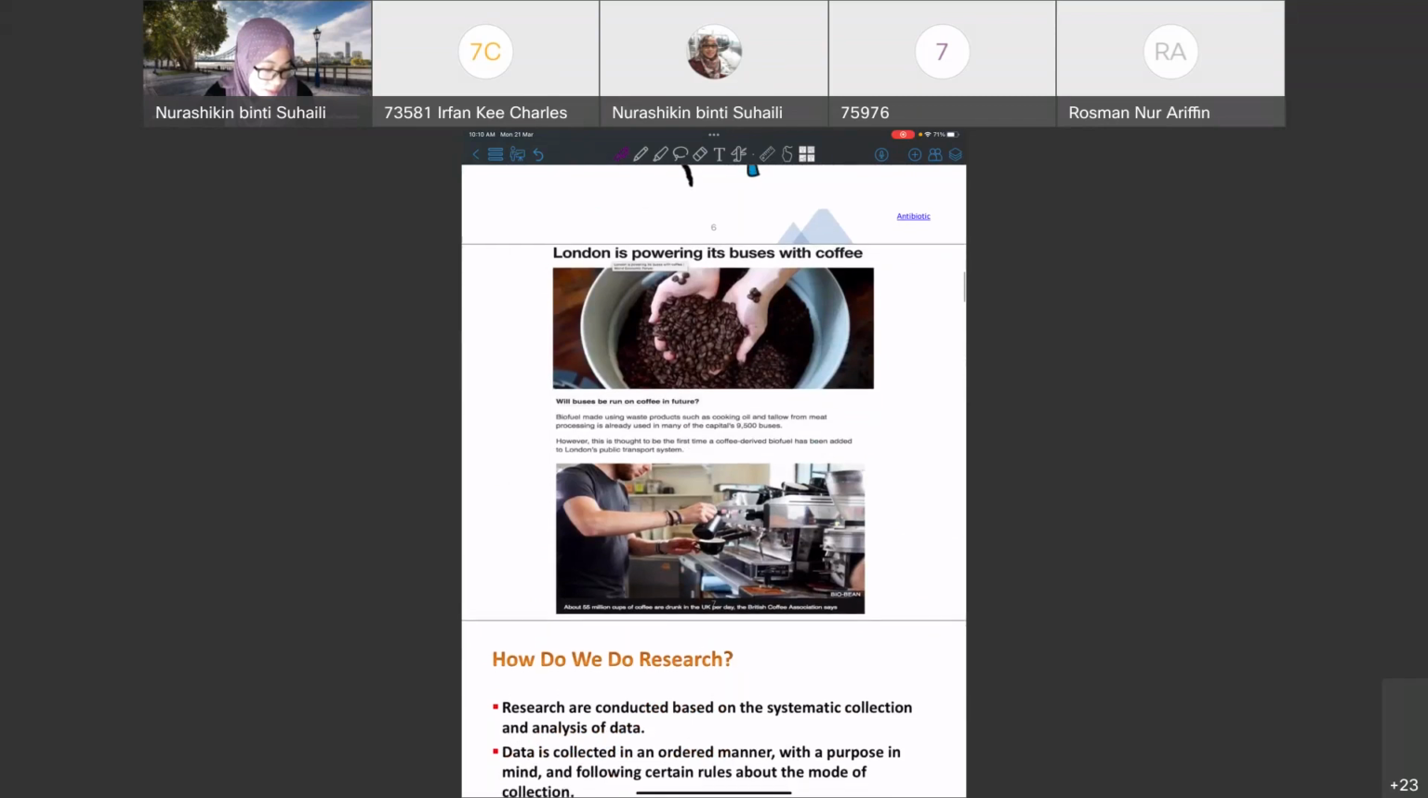Okay, this is an example of research. This one is an example of research on the use of coffee ground, spent coffee ground. What they do with the coffee ground is use it as a substrate for producing biofuel, where the fuel can be used by vehicles, for example, buses.